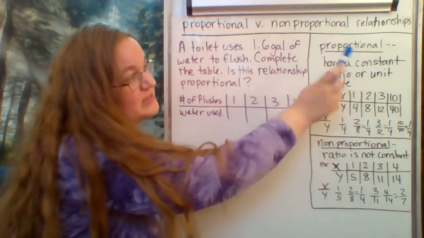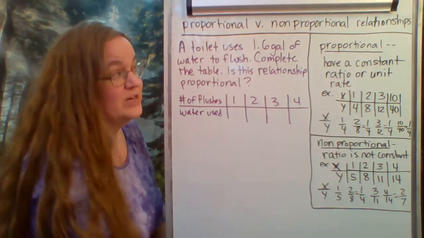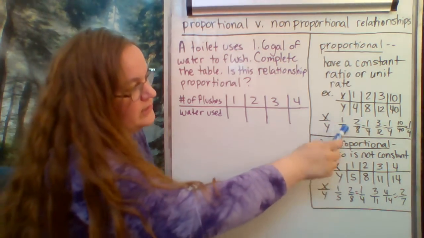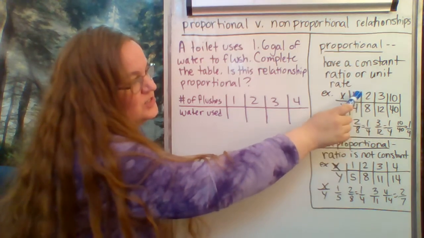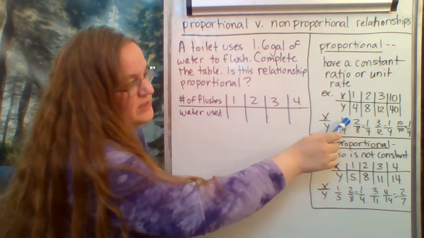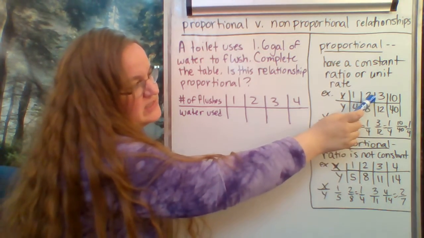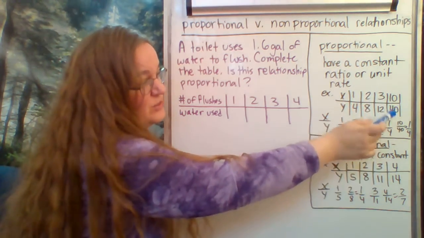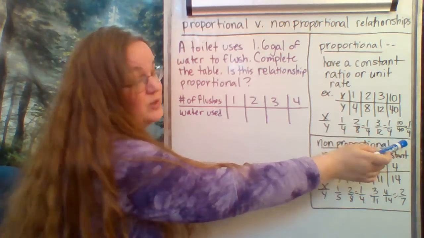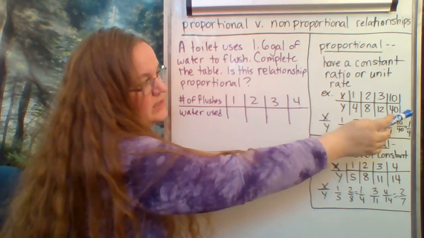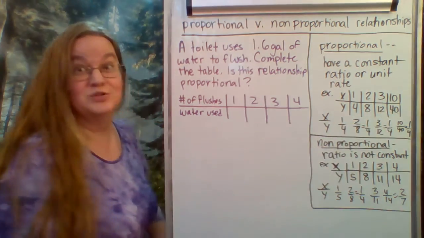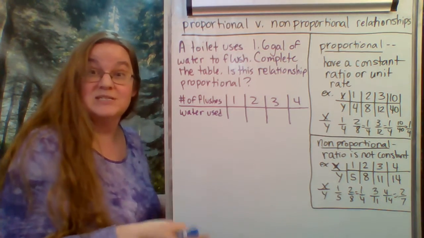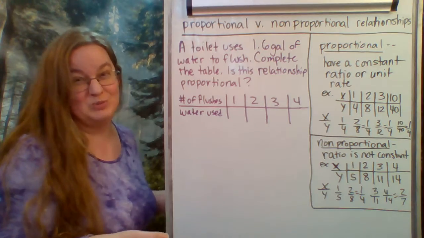Now, a proportional relationship has a constant ratio or unit rate when you're looking at it. And remember, a rate we write like a fraction. So if it's 1 over 4, that's 1/4. If you look at this example, 2/8 is equivalent to 1/4 when you simplify it. 3/12 is equivalent to 1/4 when you simplify it, and 10/40 is equivalent to 1/4 when you simplify it. So it has a constant ratio. It's the same each time, so therefore it's proportional.